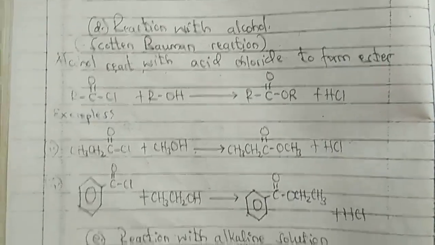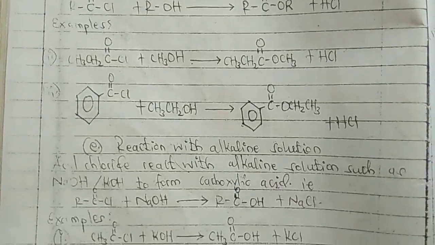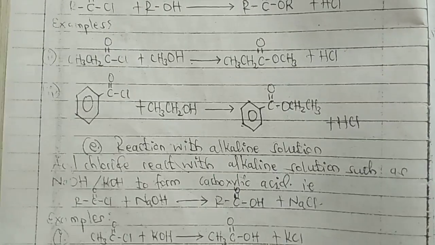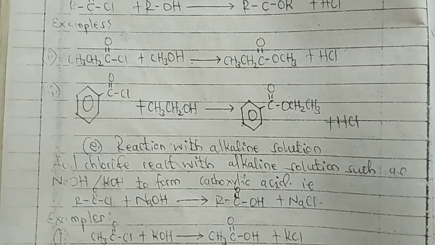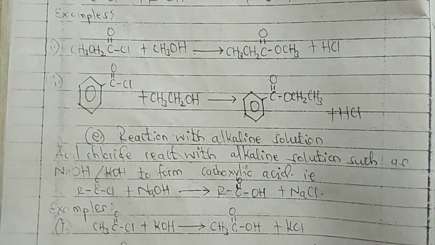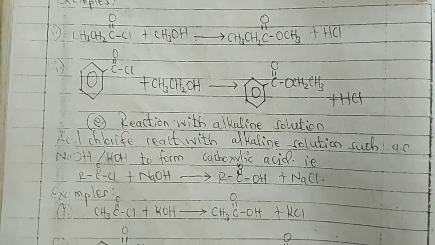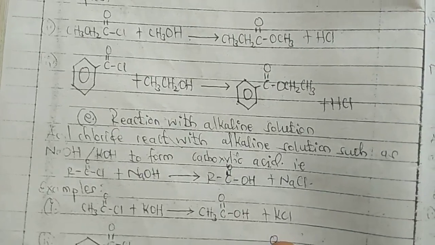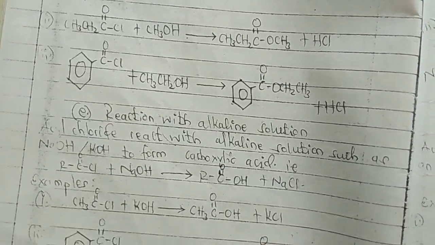Lakini pia kuna reaction with alkaline solution. Acyl chloride react with alkaline solutions such as sodium hydroxide and potassium hydroxide to form carboxylic acid, such that tukiwa na huyo hapo tunakuja kupata carboxylic acid pamoja na sodium chloride pamoja na salt. Hiyo ni reaction with the alkaline solutions.